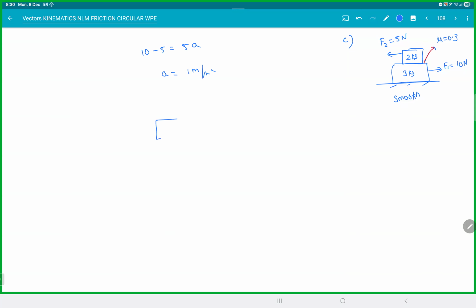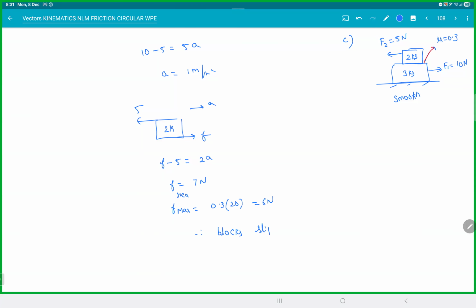Choose any one block. I will take the 2 kg block. This is the friction, this is 5, and this is a. We get F minus 5 is equal to 2a. The friction is 7 newtons. F max is 0.3 into 20, that is 6, so it is gone. So required friction is saying, boss, I need 7, but I can give only 6. Therefore, my assumption is wrong, the block slips.